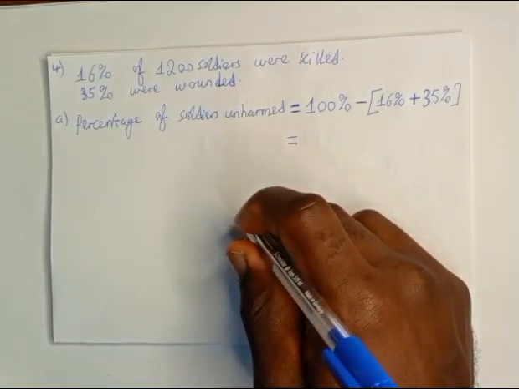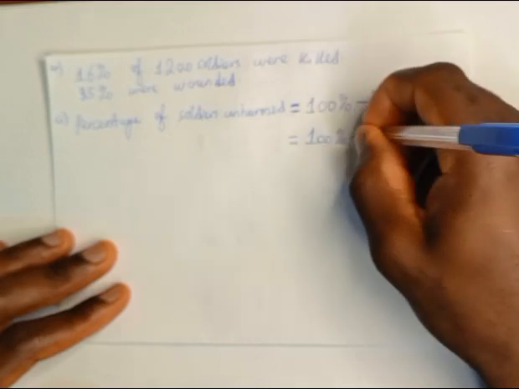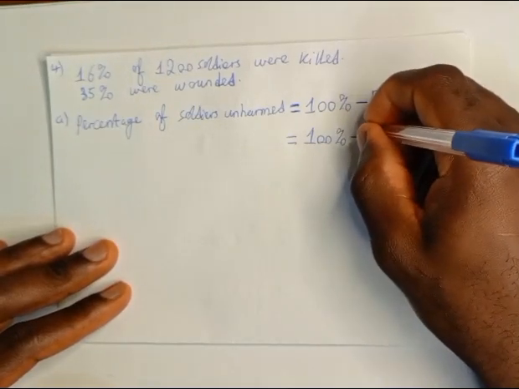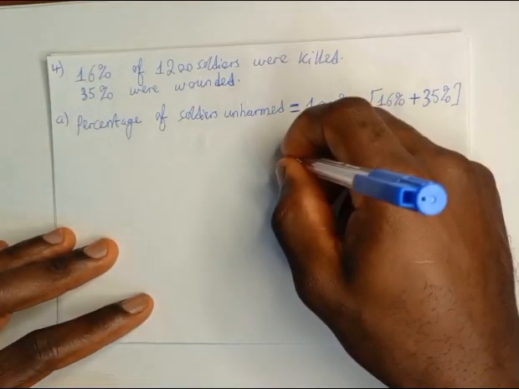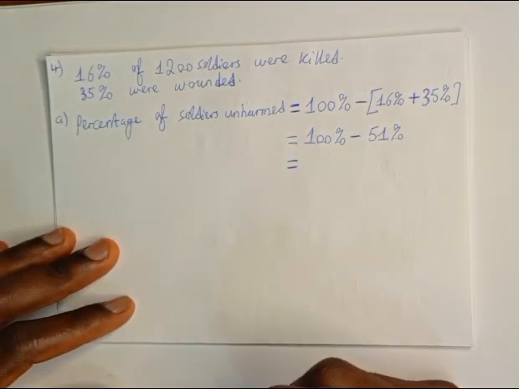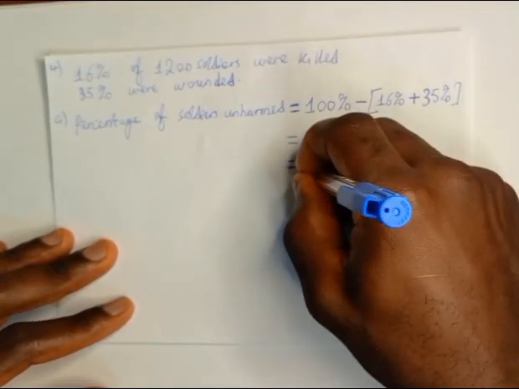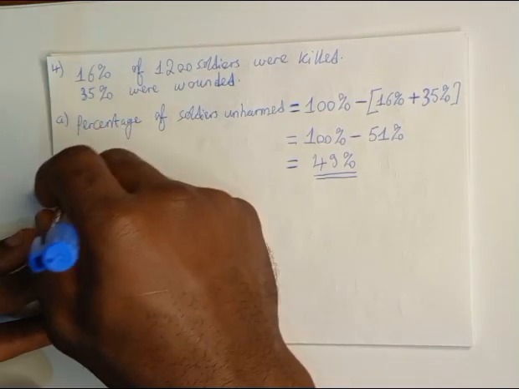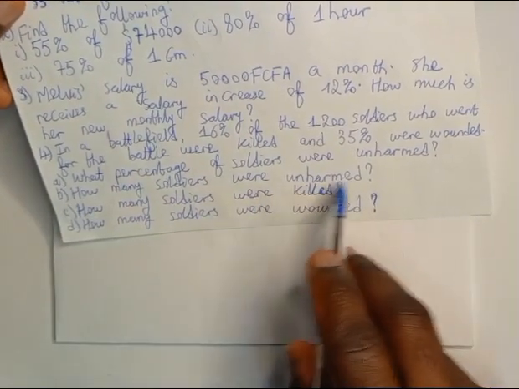This will simply be equal to 100% minus 16 plus 35 gives us 51. Then we attach the percentage sign. This will be equal to 100% minus 51%, which is simply equal to 49%. This is the percentage of soldiers who were unharmed. We go now to question B. B says how many soldiers were unharmed?